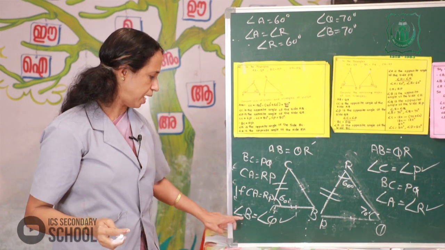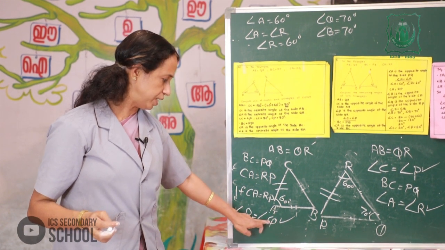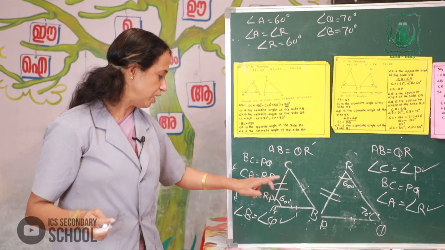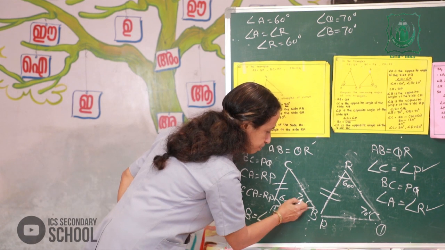These two angles are equal. Angle B equal to angle Q. If angle Q equal to 70 degree, so we can write angle B equal to 70 degree.